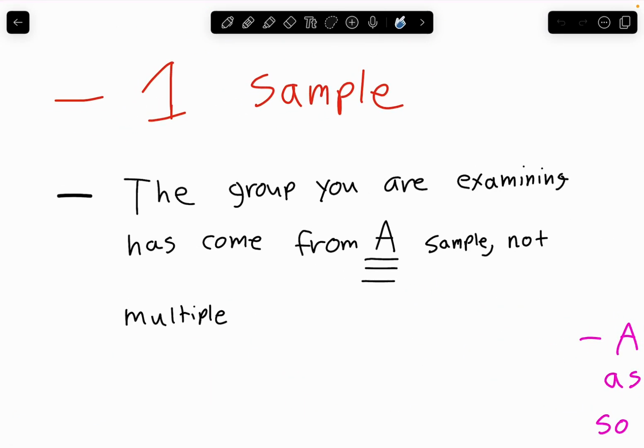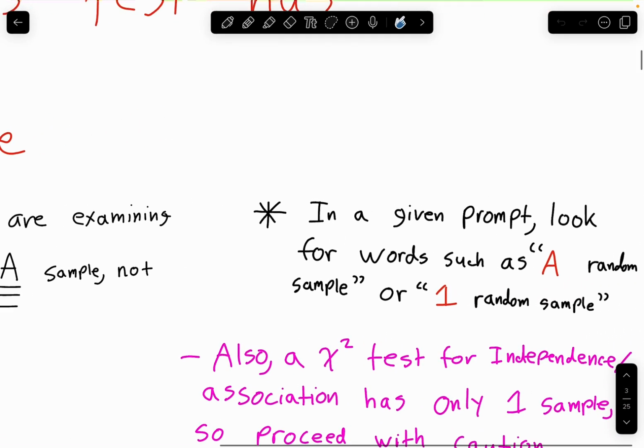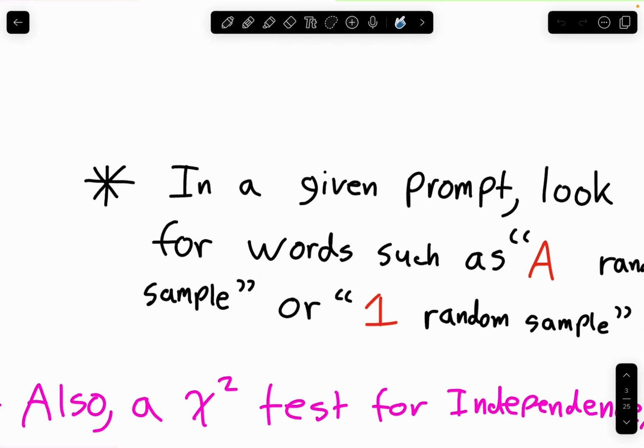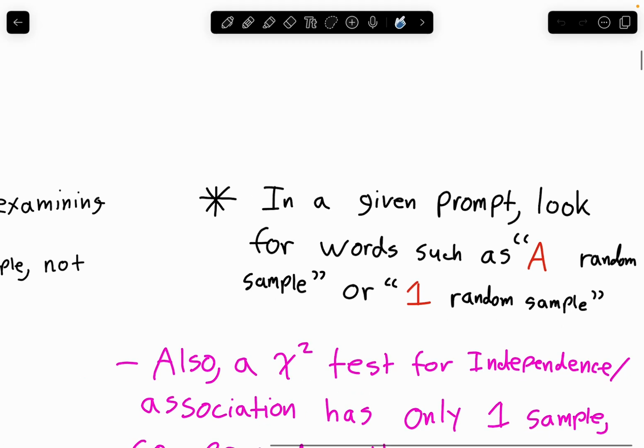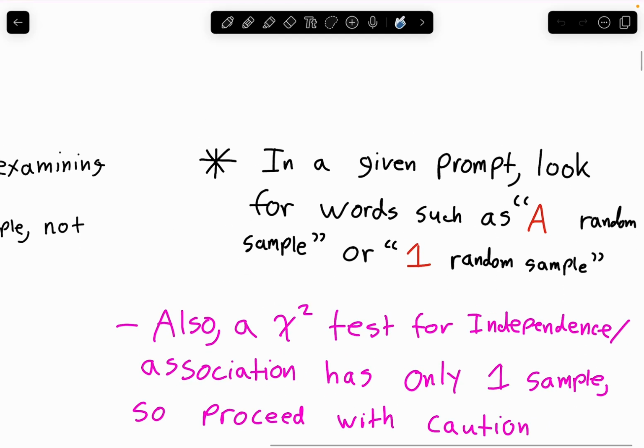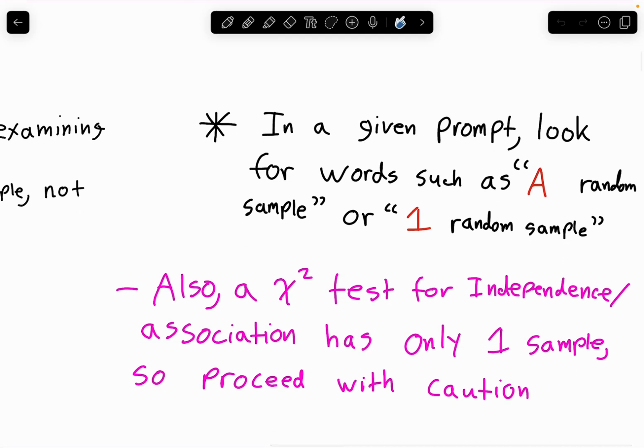For one sample, the group you are examining has come from a sample, not multiple. So just one group we are selecting. And this is a big tip that helps me. In a given prompt, look for words such as a random sample or one random sample. And also, the other type of chi-square test that has one sample is independence/association. So make sure you can distinguish the two.